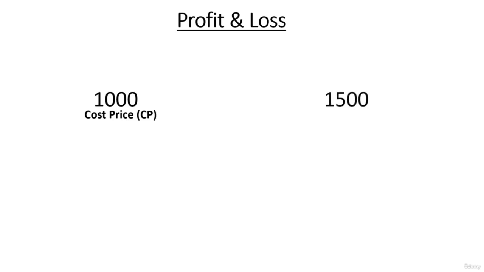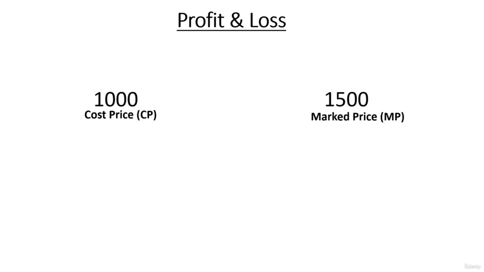We call this 1500 the selling price. No, we don't. Okay, so 1500 is the intended selling price. It is the retail price. It is the MRP. Basically it is called the marked price. Whatever is the intended price at which you want to sell the equipment or any particular commodity, that is called the marked price.